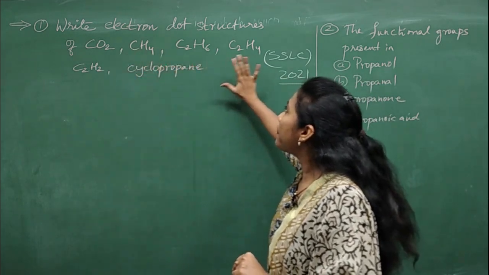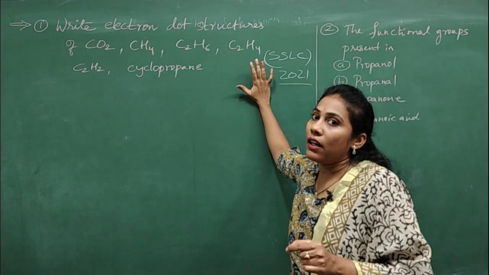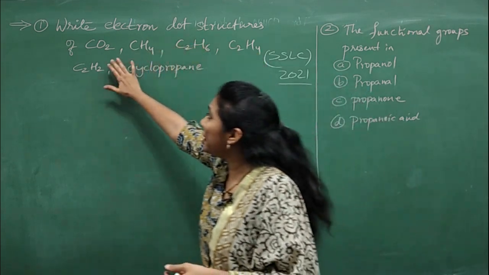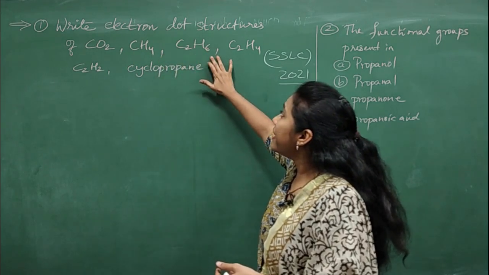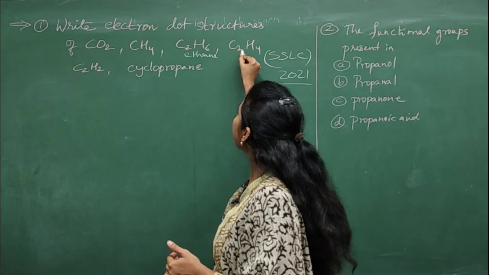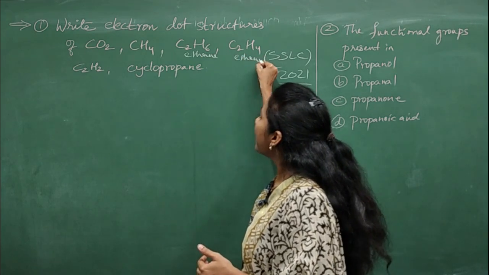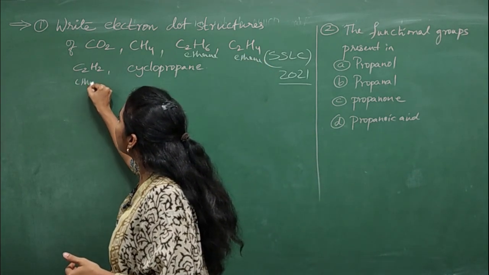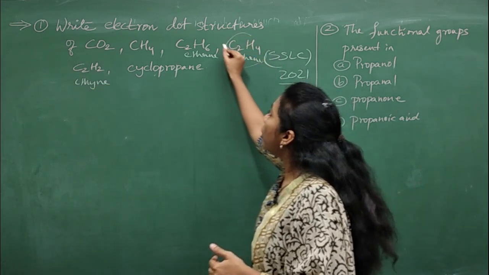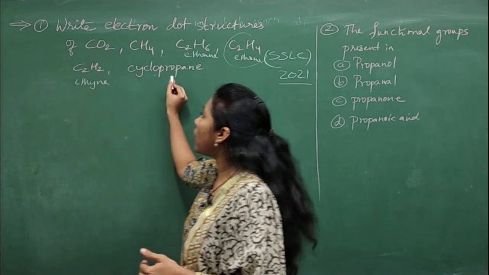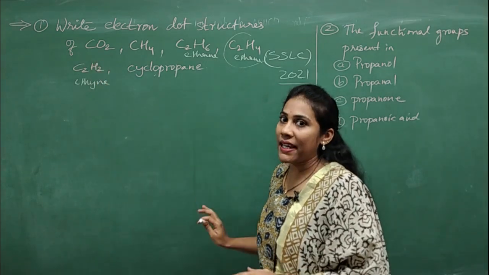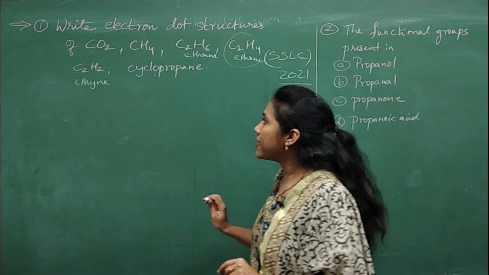See, I have covered the most important compounds of the chapter. Carbon dioxide, methane, C2H6 is what? This is ethane, right? And this is ethene, and this is ethyne, and cyclopropane. So you must definitely know how to draw electron dot structures for these compounds, right? So I will show step by step. Try to understand the concept.